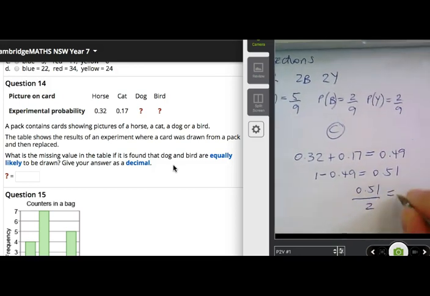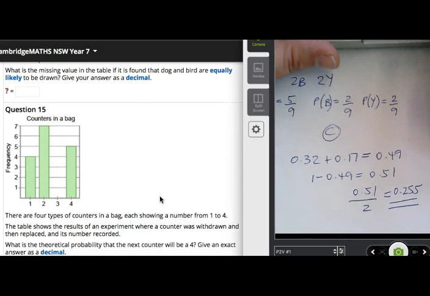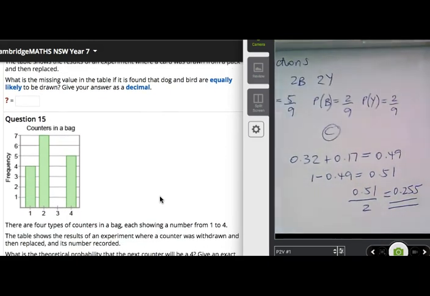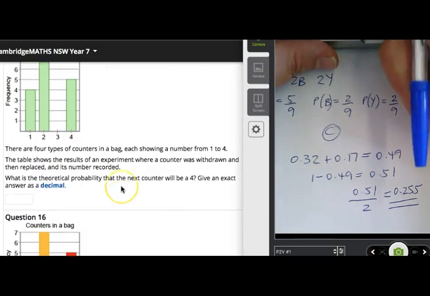And divide that by 2. Remember, you have a calculator, and it's 0.255. Okay? And that's your answer as a decimal. As a percentage, you would multiply by 100, and you get 25.5%, but they want the answer as a decimal. Question 15.